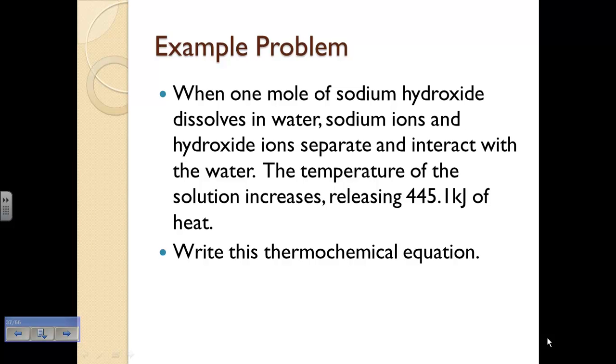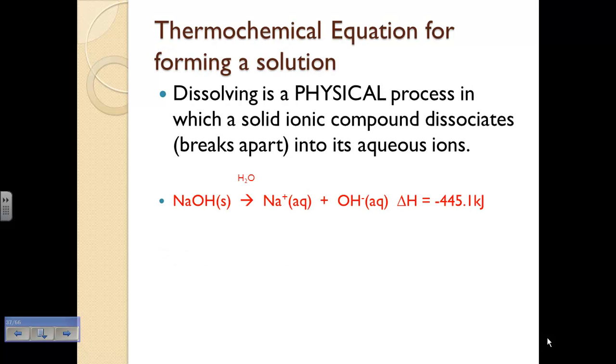Sodium hydroxide, we'll need to look up. Sodium, of course, with its symbol Na, carries a +1 charge. Hydroxide is the polyatomic ion OH, and it carries a -1 charge. So when I write NaOH for sodium hydroxide, I've written an ionic compound's formula. Notice that NaOH starts as a solid. Dissolving a solid into water, I'm stressing here, is a physical process in which a solid ionic compound dissociates, which just means it breaks apart into its aqueous ions.